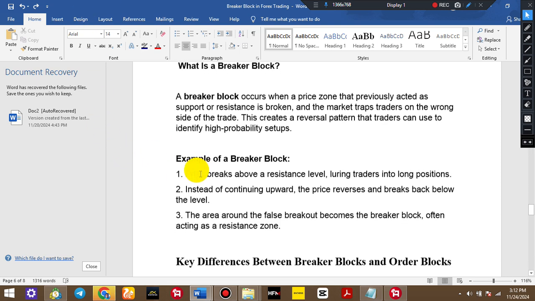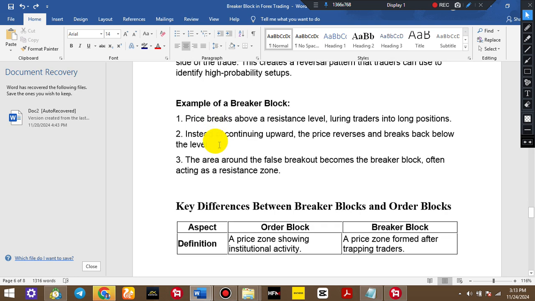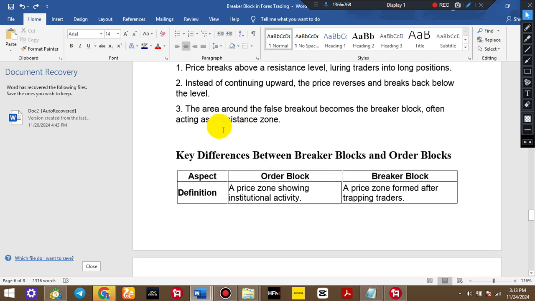So we've talked about it and we've talked about examples of breaker blocks. One, price breaks above a resistance level, luring traders into long positions. Two, instead of continuing upward, the price reverses and breaks below the level, that means the support zone now. Three, the area around the first breakout becomes the breaker block, often acting as a resistance zone. So this is just giving you an illustration or a kind of reminder of what we said above regarding breaker blocks.